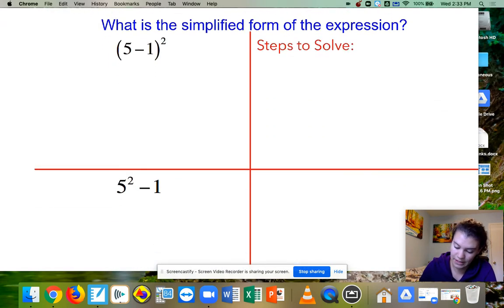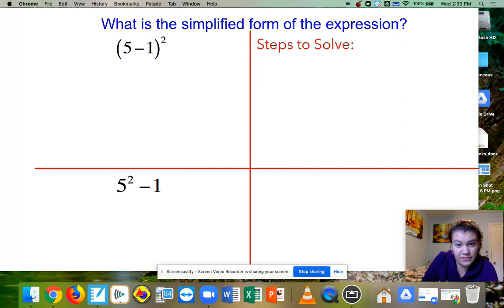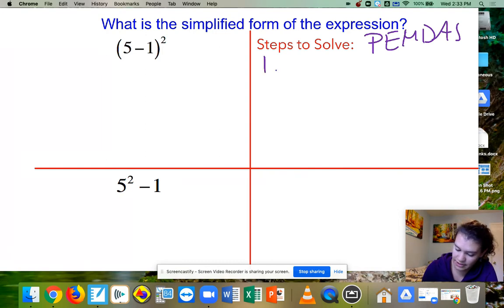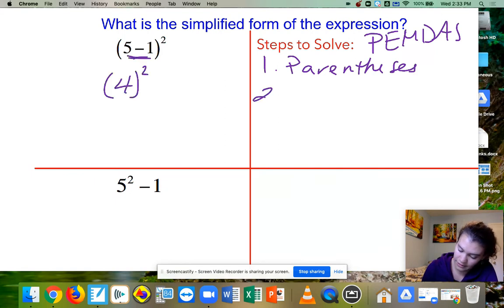All right, some more. So we want to simplify this one. Again, we're still going to use PEMDAS. So check, do we have any parentheses? Yes, we do. So that's going to be our first thing, is to do whatever is inside the parentheses. So 5 minus 1 will be 4. Next step, we have an exponent. So 4 squared is 16. Reminder, this would be 4 times 4.